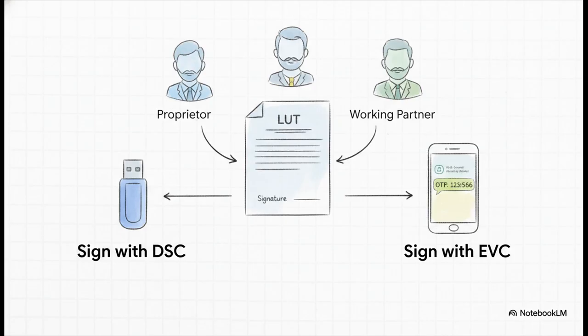And the last step is actually signing it. So who can do that? Well, it can be the primary authorized signatory, the proprietor, a managing director, or a working partner. And you've got 2 ways to sign it electronically. Either with a digital signature certificate, your DSC, or with an electronic verification code, the EVC, which is usually sent to your Aadhaar-linked mobile number.